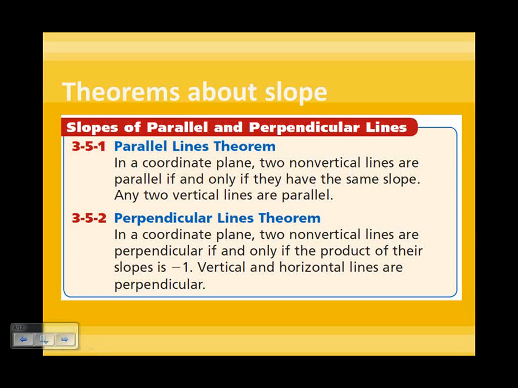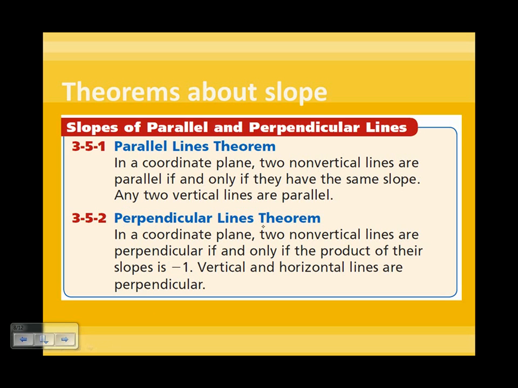Okay, now we get to the theorems about parallel and perpendicular lines. As we know about their slopes, now we can see how that applies. Again, information that you're used to or that you're familiar with. The first theorem, the parallel lines theorem, says in a coordinate plane, two non-vertical lines are parallel if and only if, so this is a biconditional statement, they have the same slope. So if they have the same slope, then they are parallel. If they're parallel, then they have the same slope. And it says any two vertical lines are parallel.